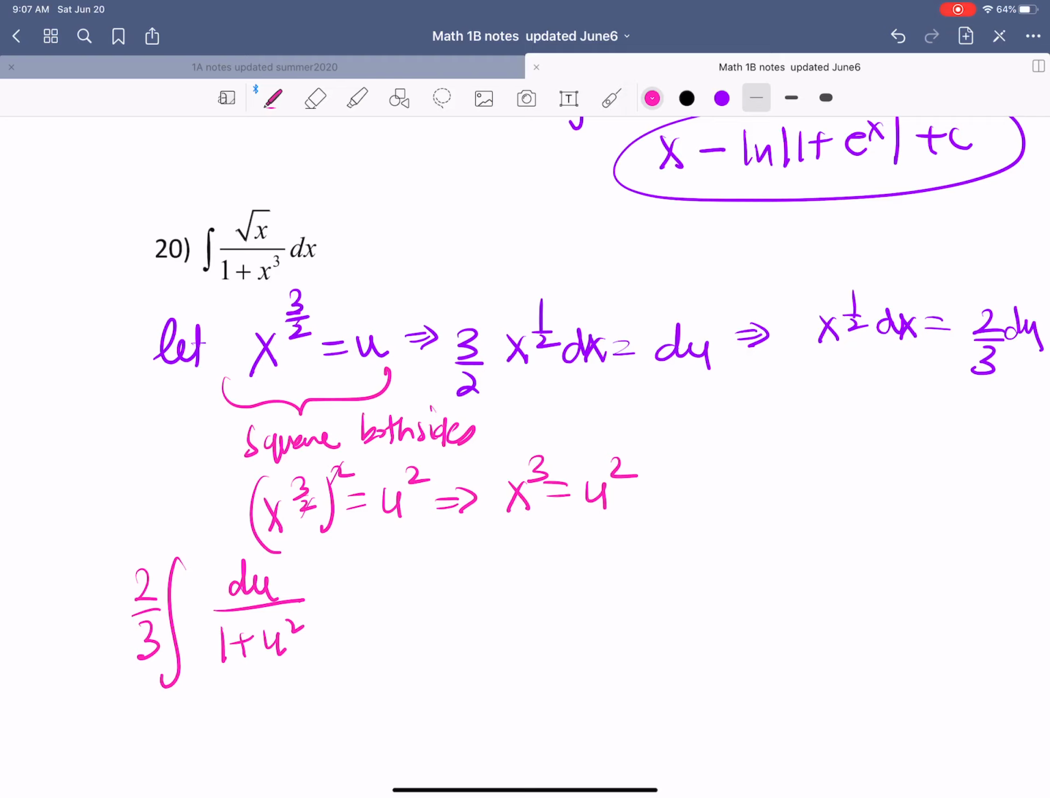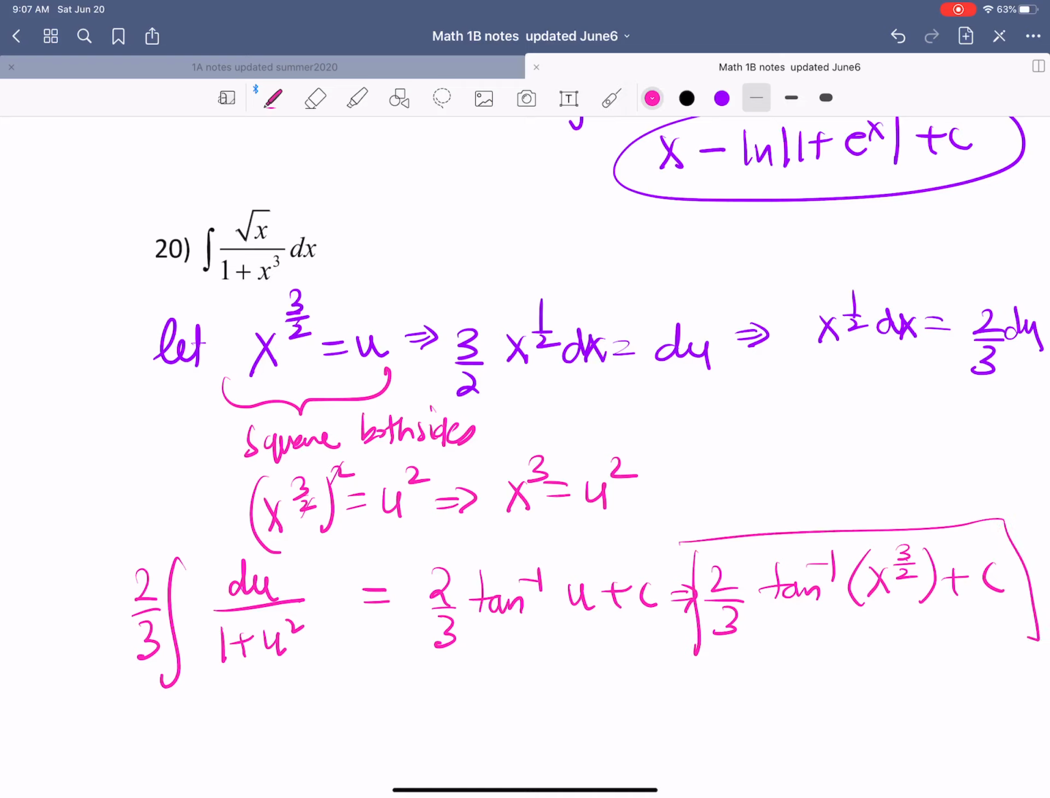Well, that is a nicer integral actually. Now I see a tangent inverse u plus c, which gives me 2/3 tangent inverse. Plug the u back in. U was x to the power 3/2, plus a c. Okay, and that's our answer. That's our solution to this problem.